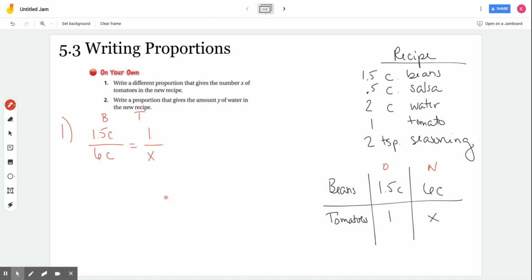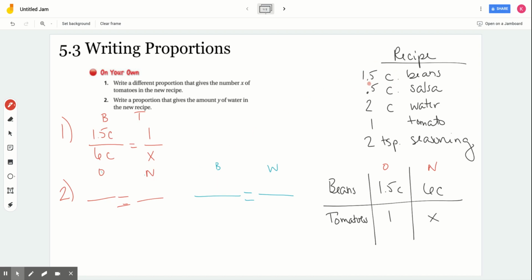So for example number 2, it says write a proportion that gives the amount Y of water in the new recipe. So take a minute to use the original recipe to rewrite the proportion to give the new amount for water. Here we are going to look at two different examples that could answer question number 2. So the first was to write a proportion for the amount of water in the new recipe. So we're going to compare the old recipe to the new recipe.